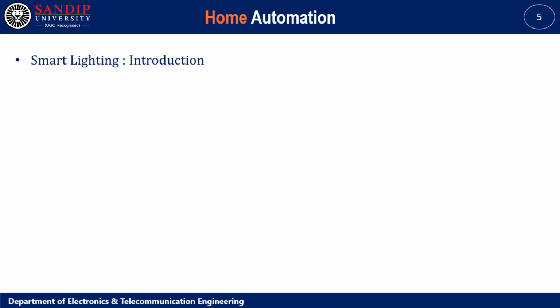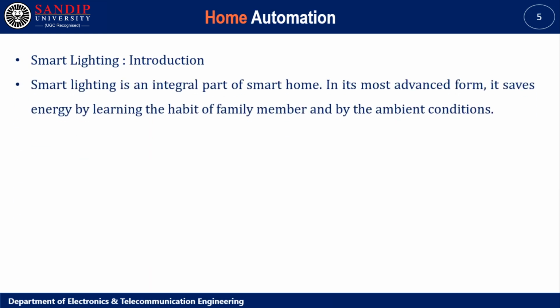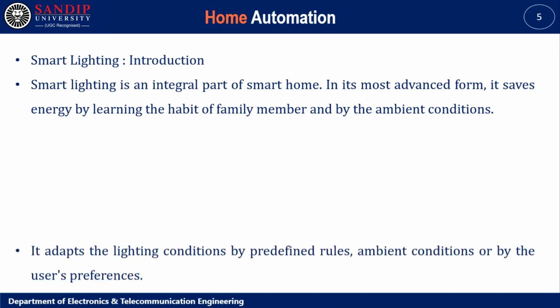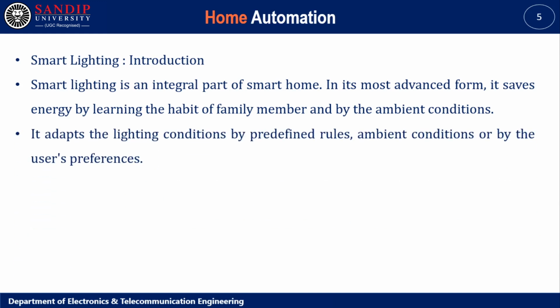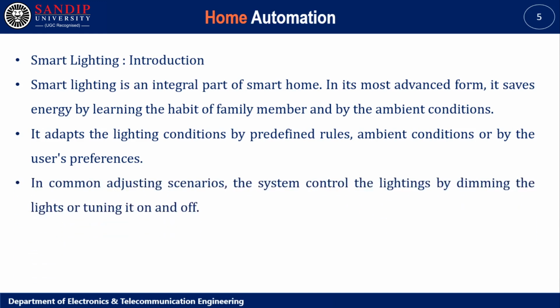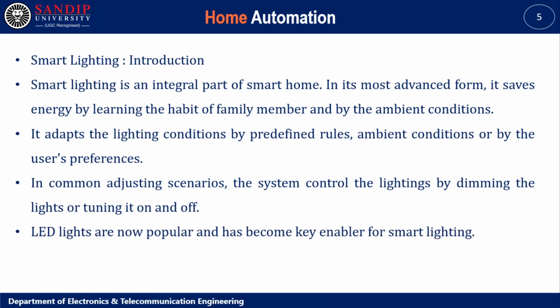Smart lighting introduction first. Smart lighting is an integral part of a smart home. In its most advanced form, it saves energy by learning the habits of family members and by sensing the ambient condition. It adapts the lighting condition by predefined rules, ambient condition or by user preferences. In common scenarios, the system controls the lighting by dimming the lights or turning them on and off. LED lights are now popular and have become a key enabler for smart lighting.